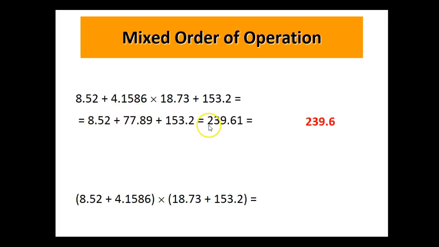Now when we add them up, remember for addition and subtraction we need to follow the decimal point rule. So the smallest decimal point value here is the 0.2. This is in the tenths place, and these two are in the hundredths place. So our answer needs to end up in the tenths place. So here we round down, and we end up with 239.6.